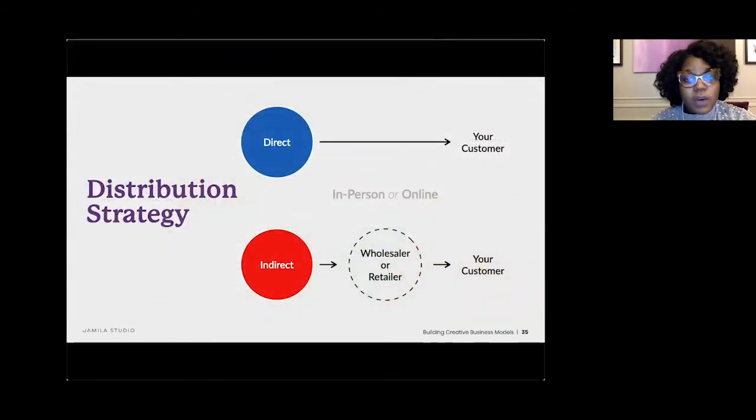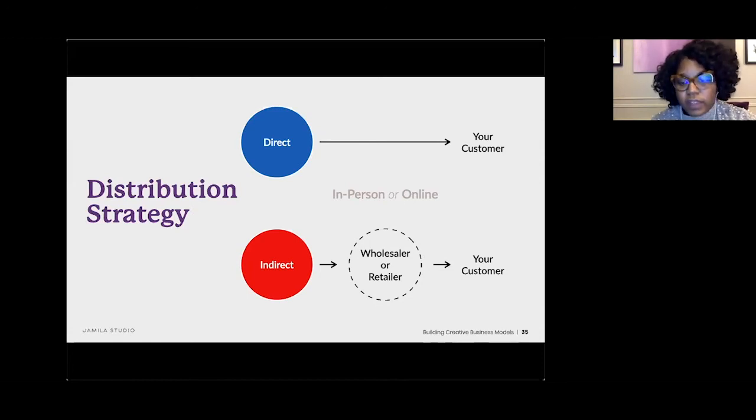Okay, so then we go into distribution strategy. How do you get your products into the hands of your customers? You can do that directly, which is they go to your website, they go to your store, they come to your event, and they have a direct line to you where you hand them the product, you hand them the ticket, you hand them the link to the webinar. You work directly with them.